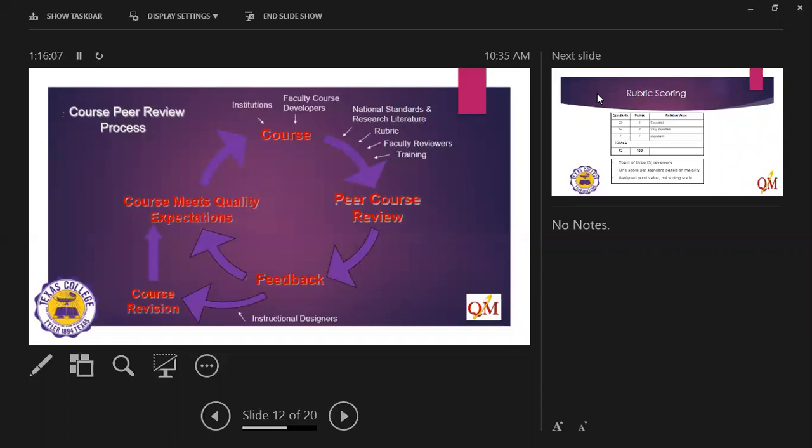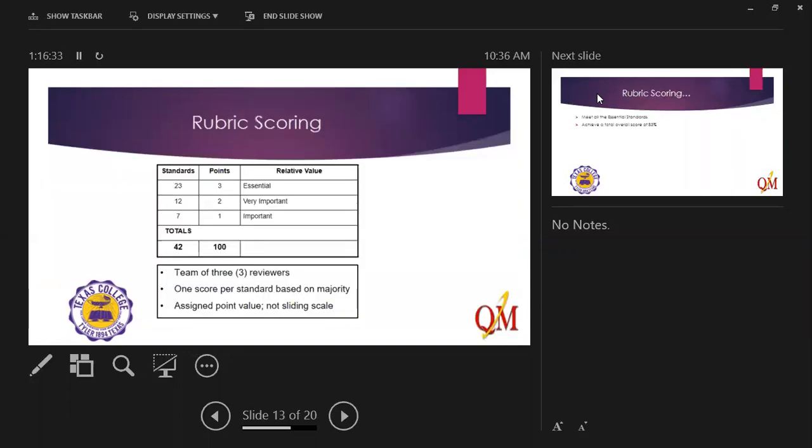So once the course goes through the official review process successfully, then the course meets quality expectations. It becomes its level as a QM certified course. And so it's about making a determination, and it is eligible to become a QM certified course.